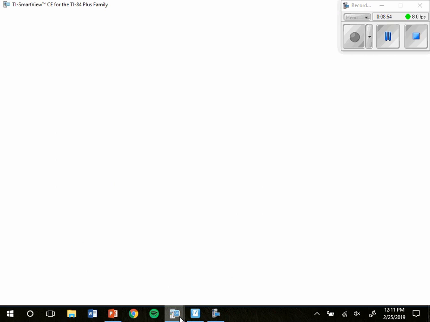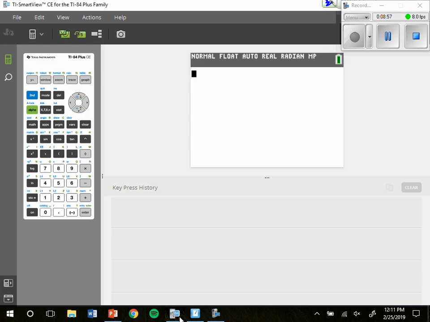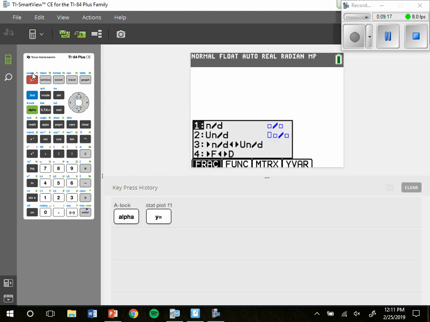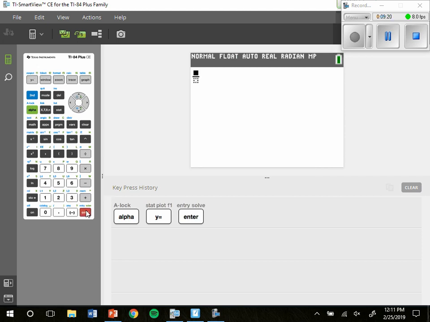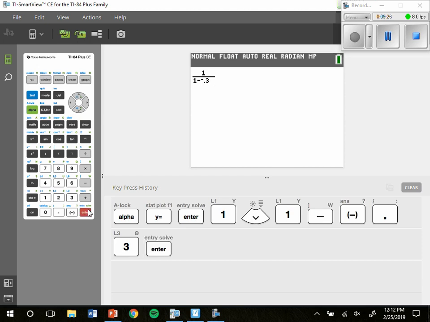Someone give me a number between -1 and 1. 0. That's boring. 0.5. Okay. Let's do 0.3. Let's do something interesting. If I do 1 over 1 minus x, so that's the function 1 over 1 minus x, and I plug in 1 over 1 minus -0.3, I get 0.76923.